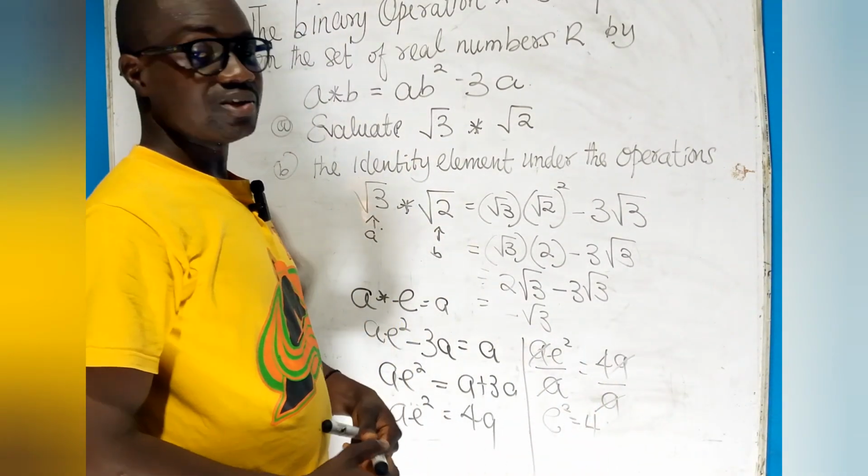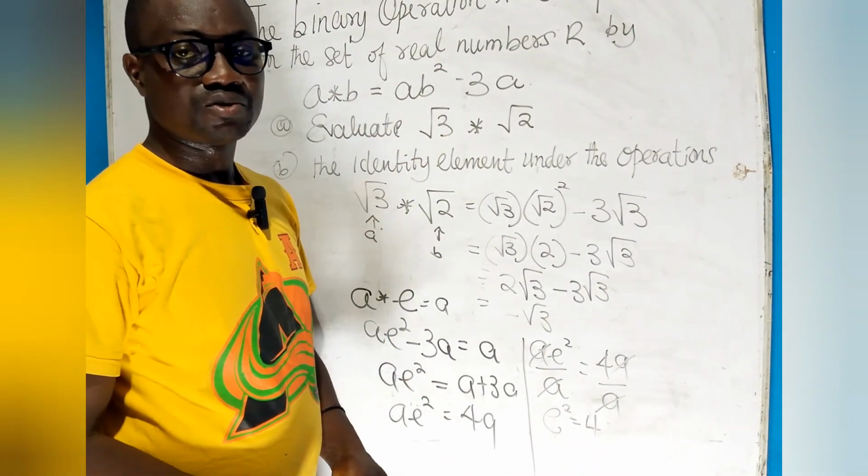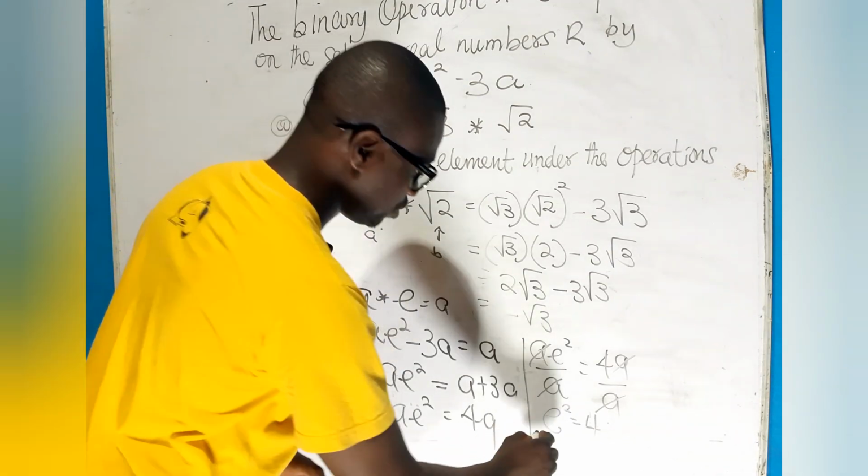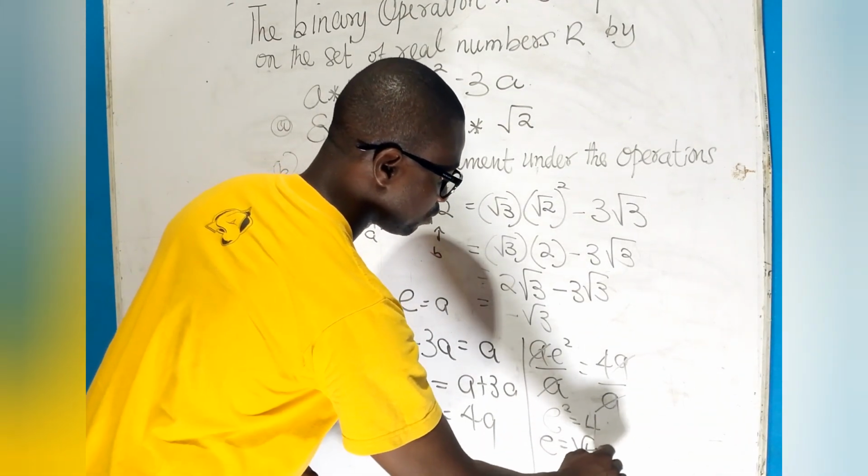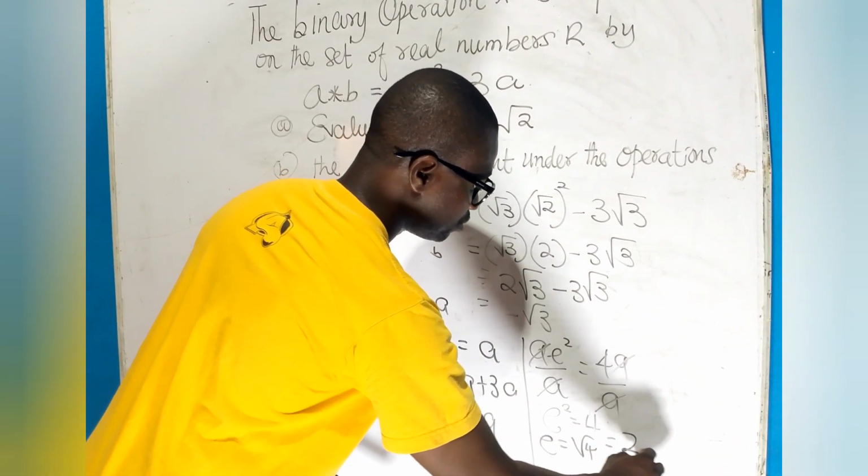Now what is E? E is going to be the square root of 4. So E is equal to square root of 4, which is going to be 2.